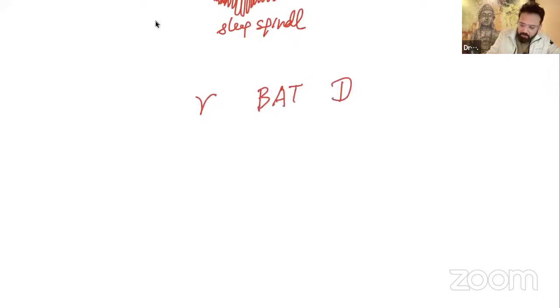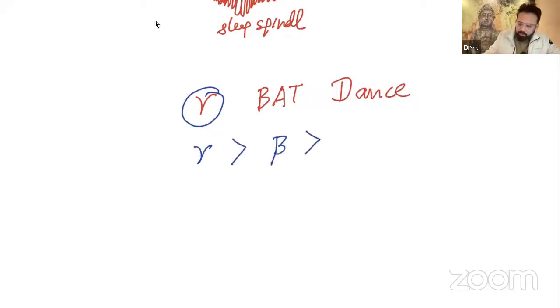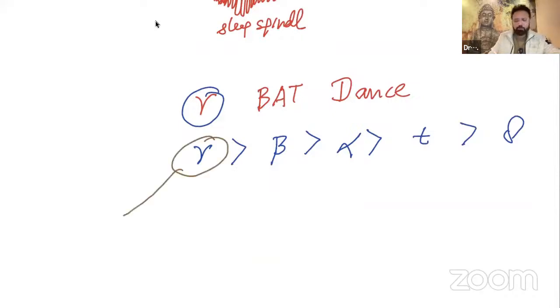The mnemonic is gamma. How to remember the mnemonic? Gamma, bat, dance. Gamma is more than beta, more than alpha, more than theta, more than delta. When does gamma occur? When you are very focused. When you are very focused.